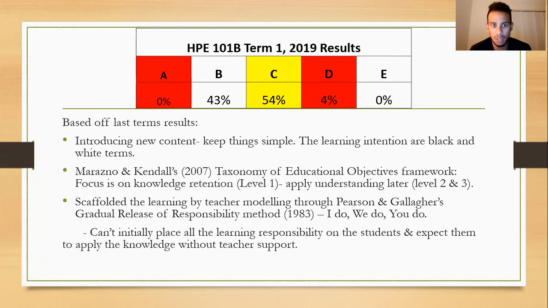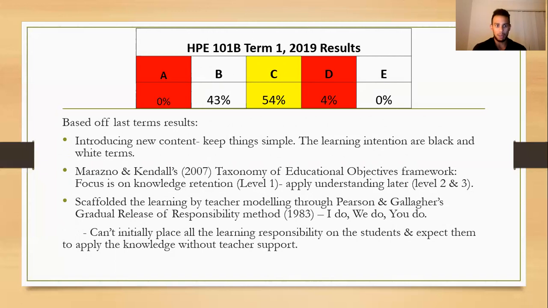So obviously with this topic, it was introducing new content. So the big thing is to keep things simple. Now the learning intention are black and white terms, meaning that they're easily defined. There's a right and wrong answer. So this ties in perfectly with level 1 of Marzano and Kendall's 2007 Taxonomy of Educational Objectives framework. And as I said, that focus is simply on knowledge retention, which is level 1 of that model. We can apply that understanding later.